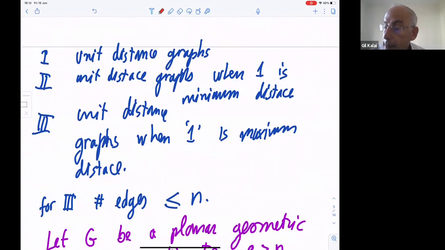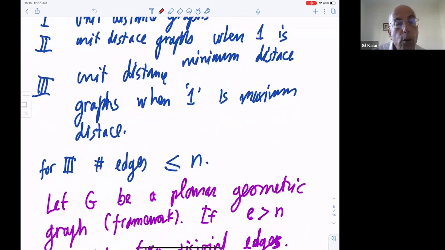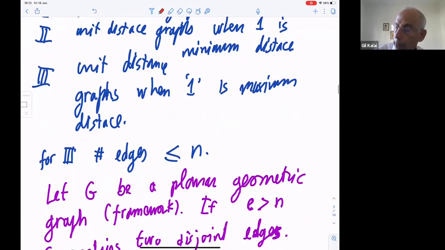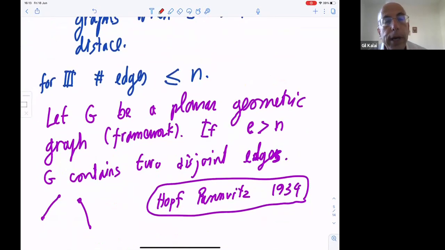we can consider unit distance graphs, a unit distance graph where one is the minimum distance, and a unit distance graph where one is the maximum distance. And for the unit distance graph where one is the maximum distance, there is a famous theorem that asserts that the number of edges is at most n. So another way to say it, let G be a planar geometric graph.